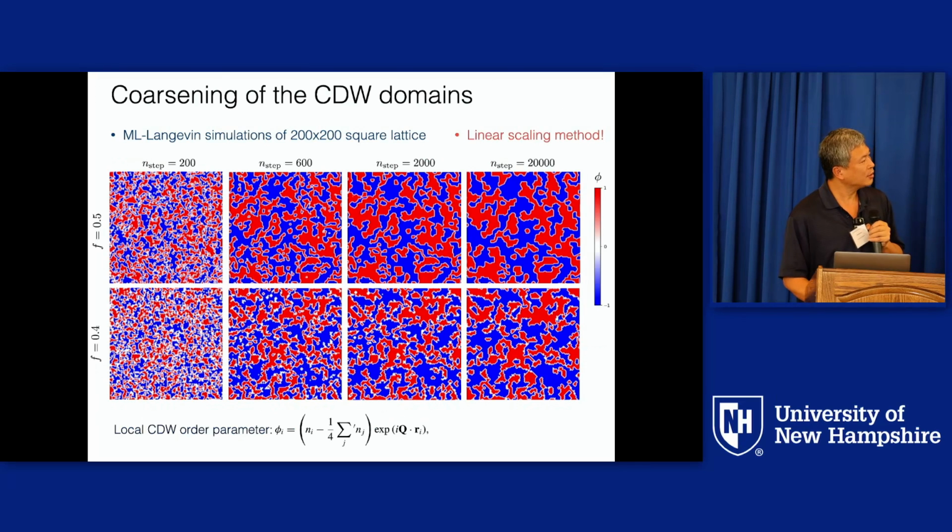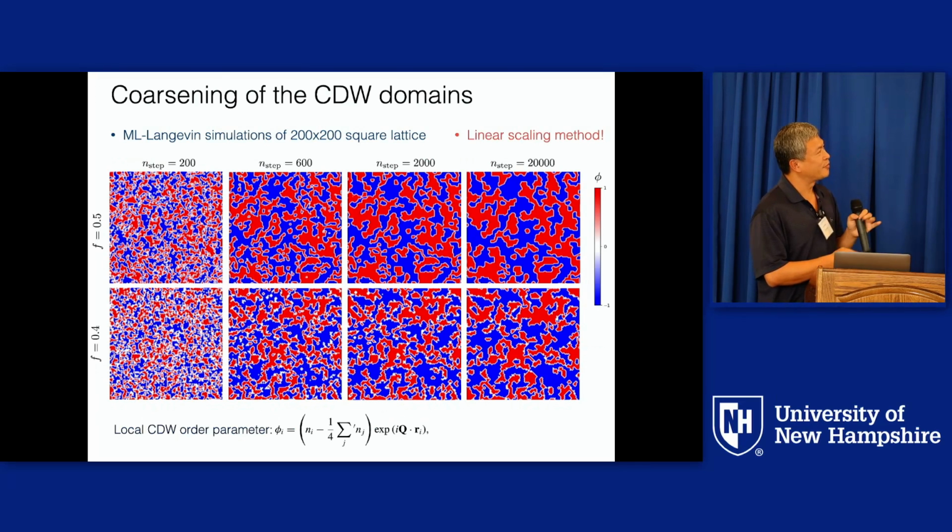So now with this model, we can apply this to very large systems, like 200 by 200, and this is the coarsening of the CDW domains. The different colors correspond to one versus another CDW ordered state. And then you can see we define this local CDW order to characterize the domains. Right. So if you do exact diagonalization of this size, it will take almost a few months to complete the whole simulation. But with the machine learning model, this takes maybe 2 or 3 days.